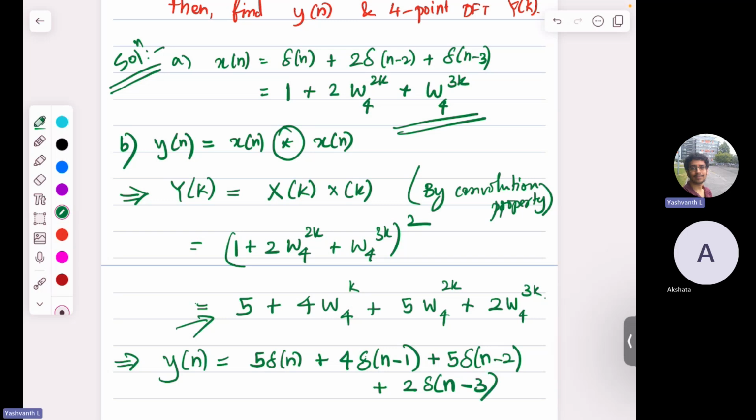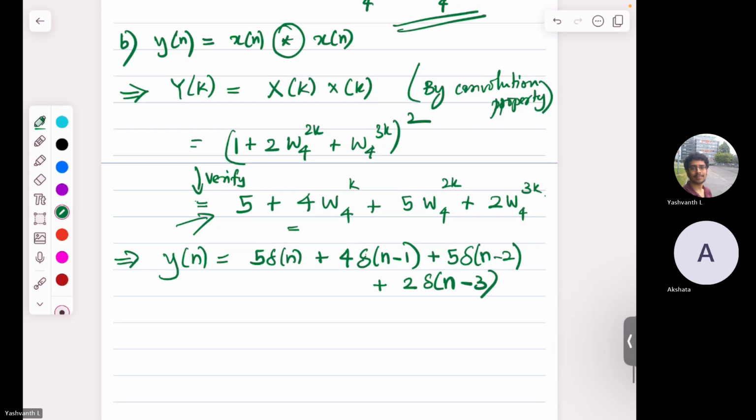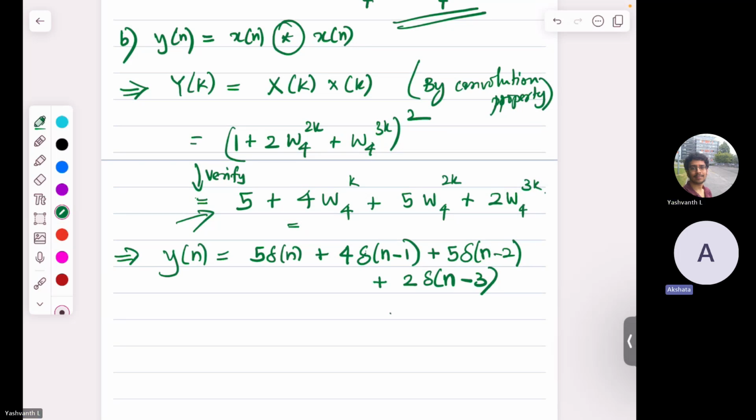Okay. So the only step is you verify this. Just expand a plus b plus c the whole square and then use the properties of the twiddle factor, e power j 2 pi by N into nk. Use the periodicity of the exponential function and then show that it will turn out to be this. So that basically finishes this question and also the final question for today.